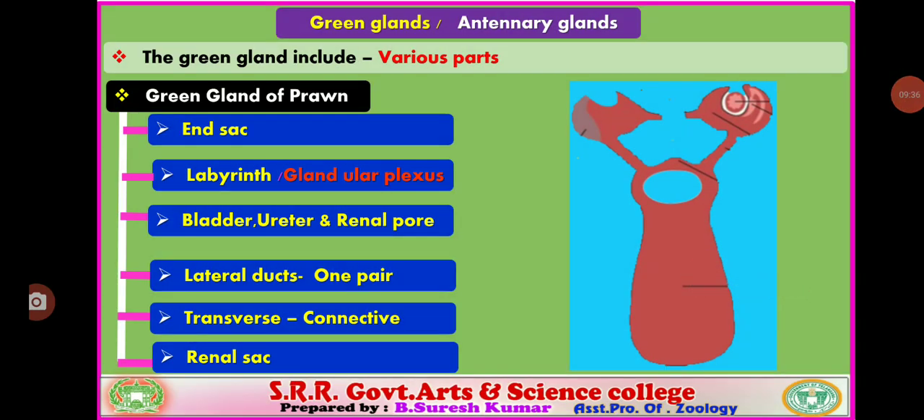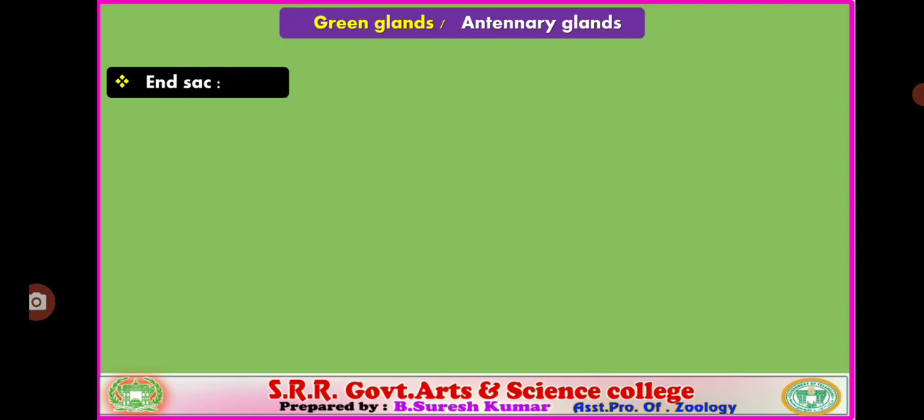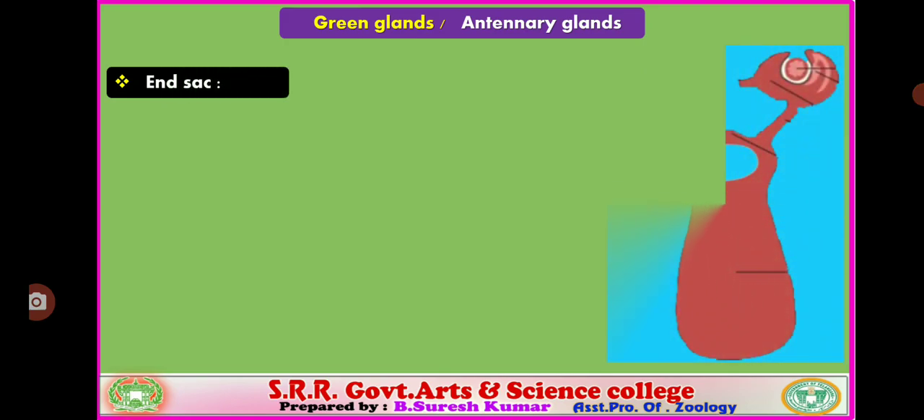Let us learn in detail about each and every structure. The first structure is the end sac. You have to verify the location of the end sac in the diagram. So that is the end sac.